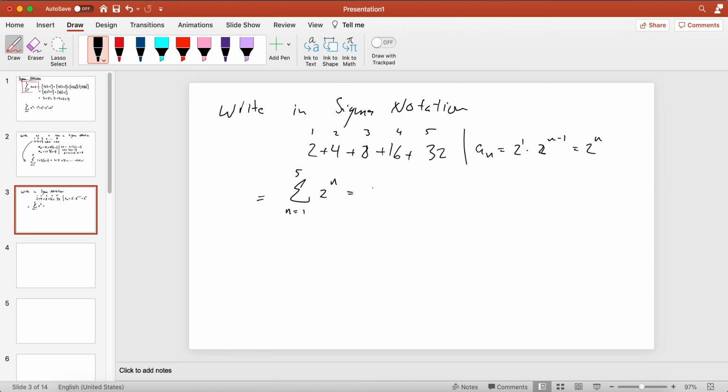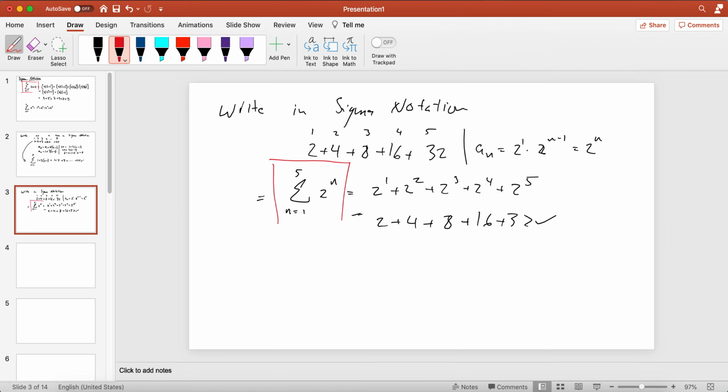And so if you were to expand this out, start at n equals 1. This is 2 to the 1 plus 2 squared plus 2 cubed plus 2 to the 4th plus 2 to the 5th. Let's evaluate all of those. That's 2 plus 4 plus 8 plus 16 plus 32. That works out, so that's fine. So this would be our answer. This was just a quick review on sigma notation and how to convert things into sigma notation. Now let's do one more example of an arithmetic sequence, and I think that'll be sufficient.